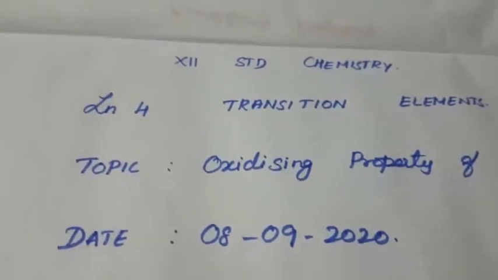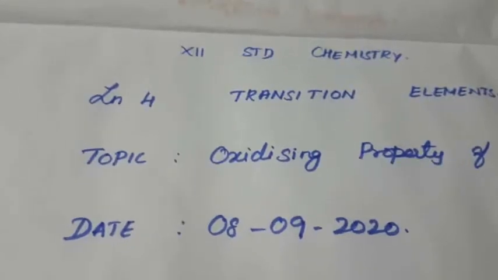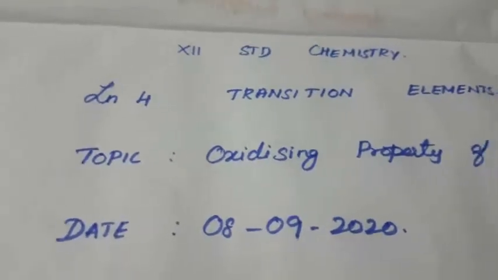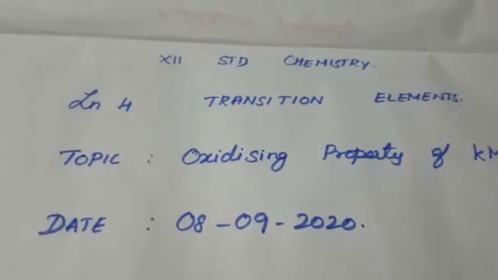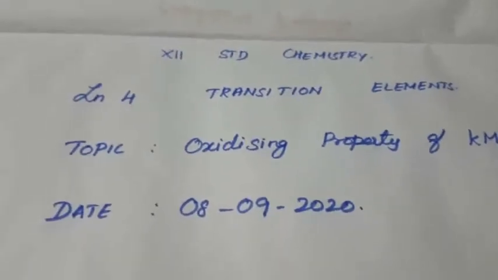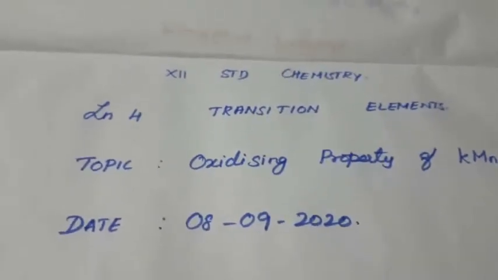Anbumalar. Today we are going to see the continuation of Lesson 4, Transition Elements. The topic is the oxidizing property of KMnO4. In the previous video, we saw that it oxidizes in three media: acidic medium, basic medium, and neutral medium. First we are going to see how it takes place in the neutral medium.